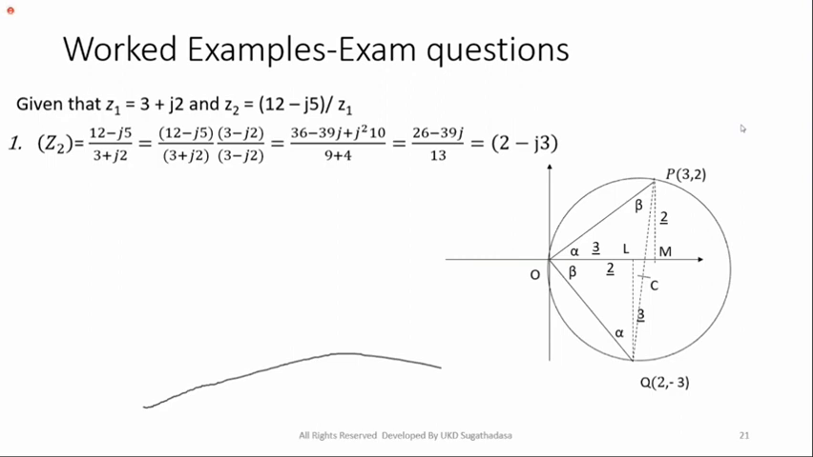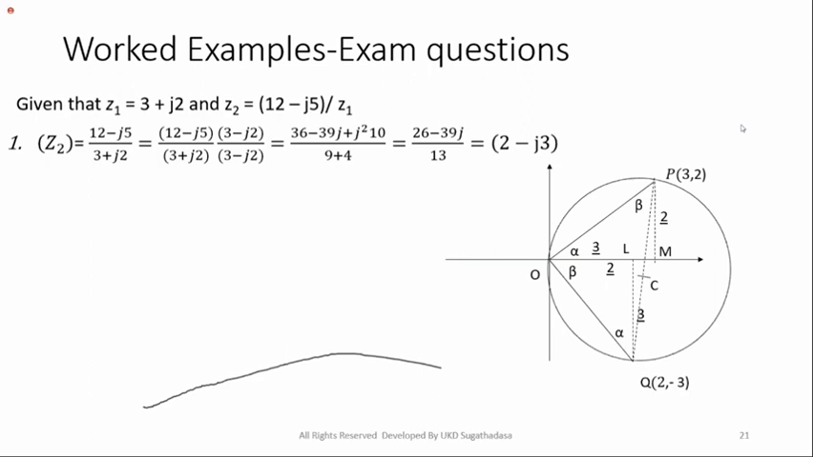Therefore, the angle opposite to the side of size 2 is alpha. That is also equal to the alpha in the other triangle. You can see I just marked the alpha and beta. Beta is opposite to the side 3 in one triangle. In the other triangle also, beta is opposite to the side 3, right?